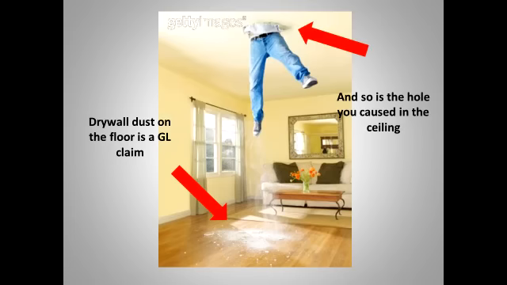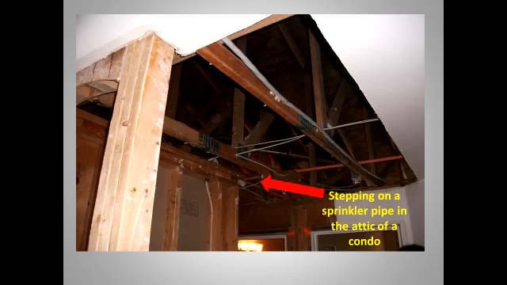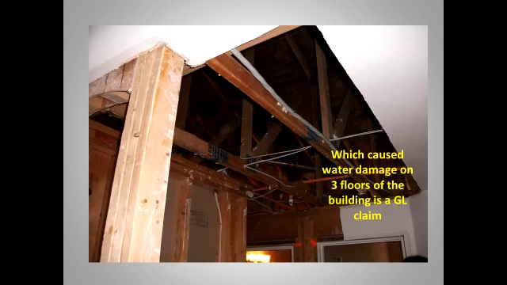However, the hole that you caused in the ceiling that made the drywall dust, that would be a general liability claim. Another example of a general liability claim would be if you were inspecting a condo building and were looking in the attic and stepped on the fire suppression system on the sprinkler pipe and broke it, causing water damage to flow down through 3 floors of the condo building. The damage and resulting cleanup would be a general liability claim.